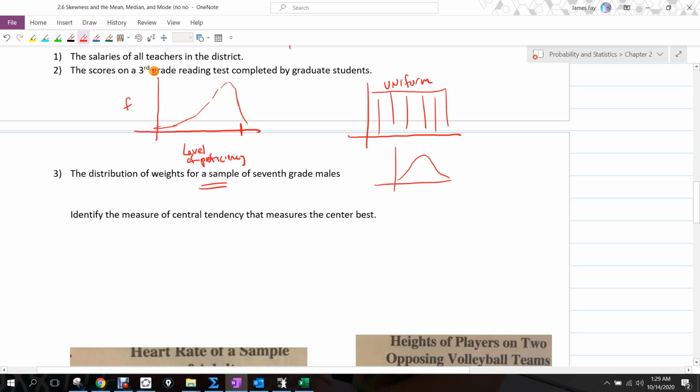Let's say we rephrase this. We say we have 3rd grade students taking a graduate assessment. So you have a less intelligent group taking a difficult test. You're going to have a higher frequency of people doing worse on that test, and you're going to have very few people. Remember, this y-axis is your frequency. So out here doing really well, you're going to have very few people. Okay? So this data would be skewed to the right. Okay?